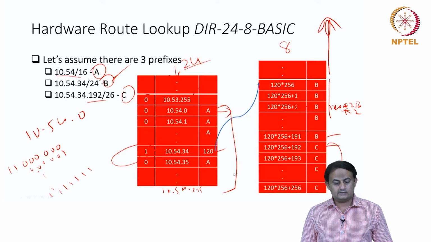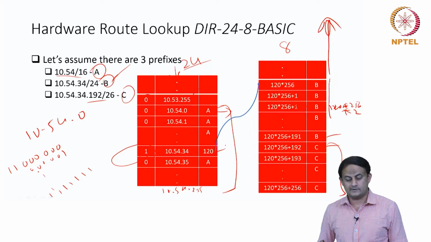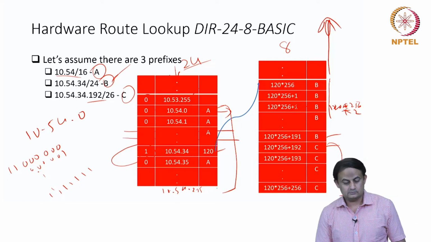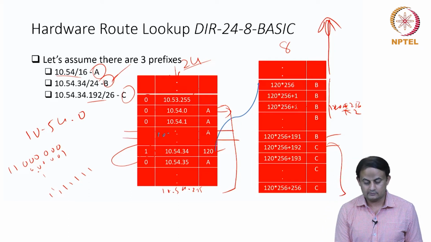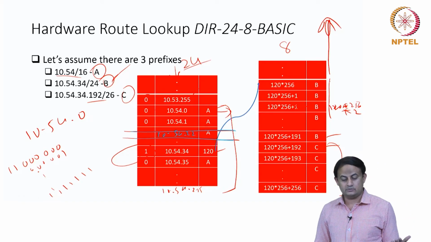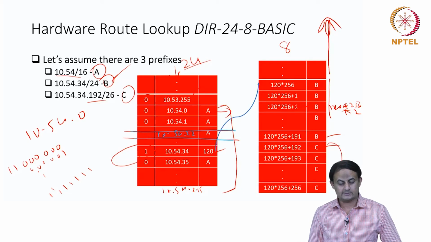If you look at this diagram, 10.54.34 is the place where the second level memory reference is required, but what we have is 10.54.22, and that entry is somewhere here. So that is falling into the first series. So the best match that you can find is the 10.54/16 prefix. So you forward it to port number A.